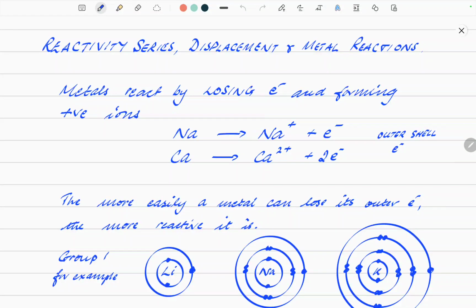Hi everyone, welcome to Last Minute Maths, and this is going to be a video on reactivity series, displacement and metal reactions for GCSE chemistry. In most syllabuses it's paper 1.